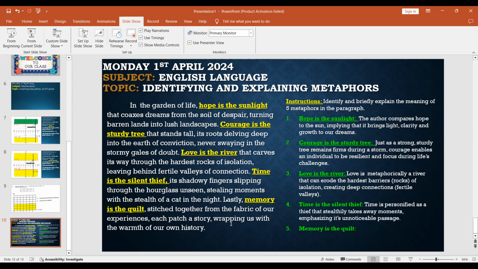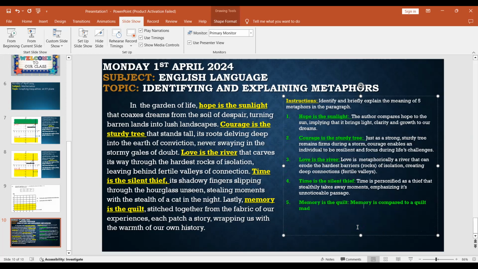Okay, so very good. You all made some good points there. Let's say that memory is compared to a quilt made of experiences, offering warmth and comfort through our personal history.